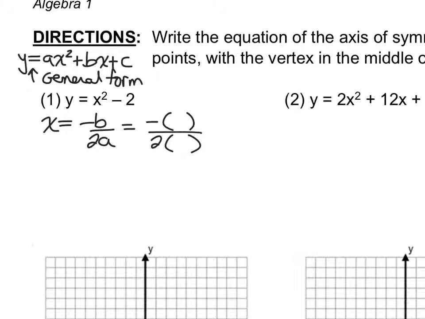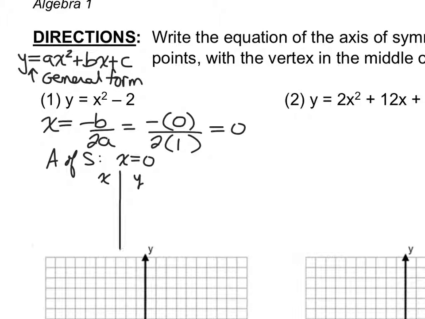All right, what's my b value? 0. The a value? 1. So our axis of symmetry, or a of s, is the equation x equals 0. All right, so if you're making a table out of this, you have x and y. You want 0 in the middle. So negative 3, negative 2, negative 1, 0, 1, 2, 3 is usually what I do.